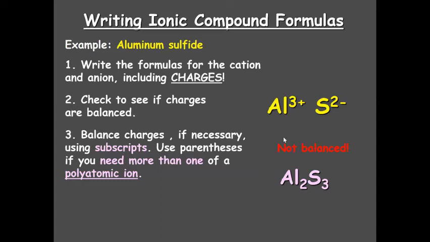There is a shortcut that I don't really like. It's the crisscross method. Basically, if the charges are unbalanced, you crisscross the charges to become the opposite one's subscript. But in my opinion, that will mess you up more than it will help. There's also this little note down here that will be very important later on. Use parentheses if you need more than one polyatomic ion, which is something we'll talk about in another minute.